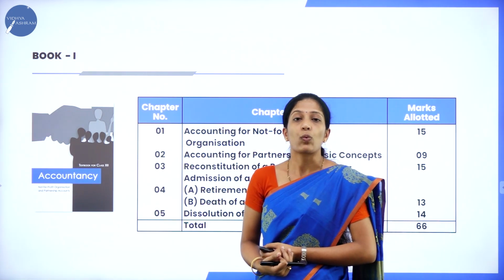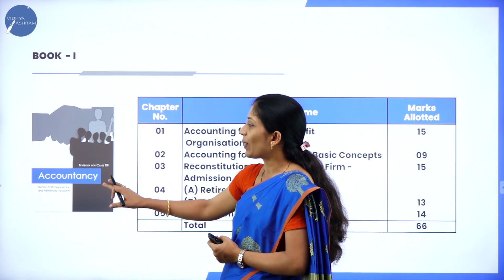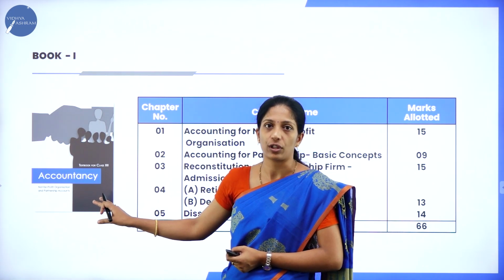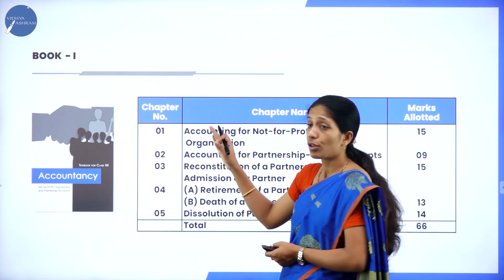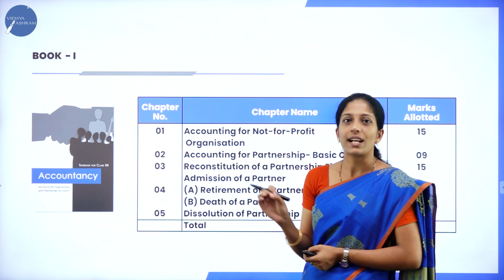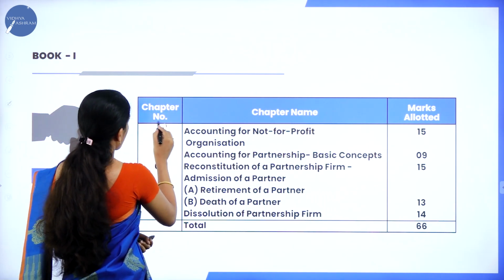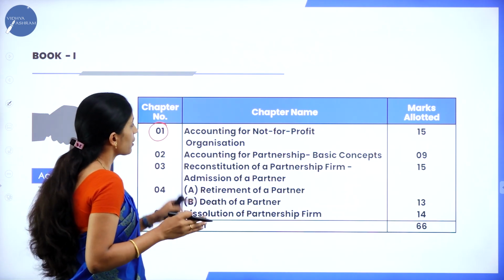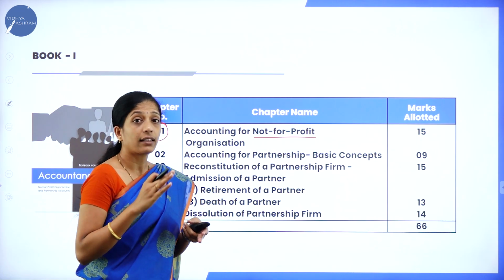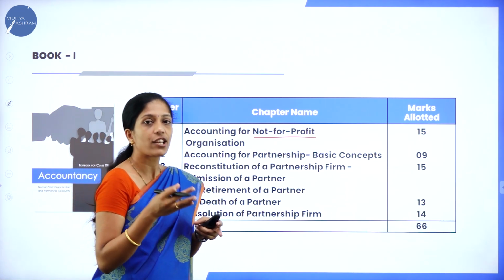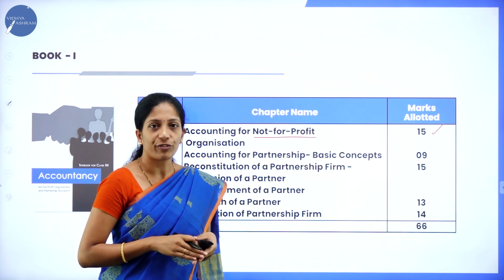Now let us see what are the chapters that are included under book 1. As I told you, your book 1 is all related to not-for-profit organization as well as partnership accounts. In this particular book, in total you will be having 5 chapters. So let us see what those chapters are. If you see chapter 1, your chapter 1 is accounting for not-for-profit organization, and the total marks allotted, or the weightage of this particular chapter, is 15 marks. Now what is this not-for-profit organization?